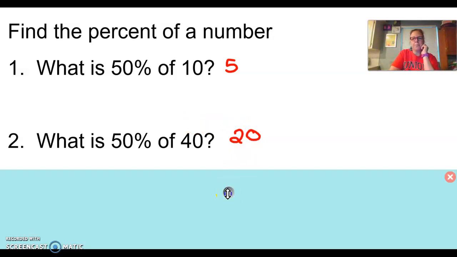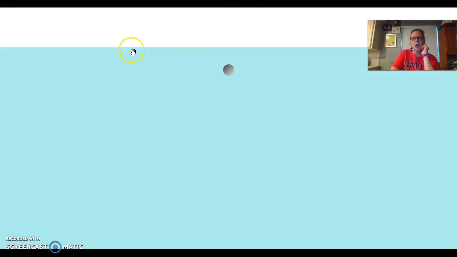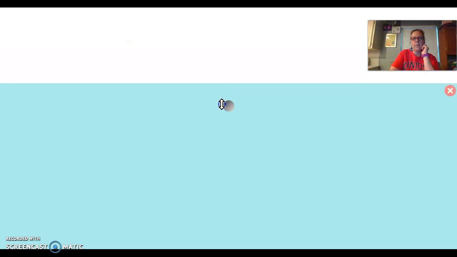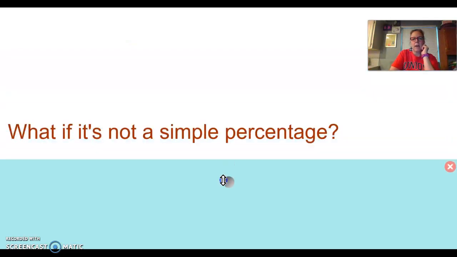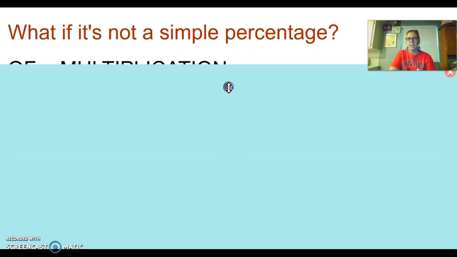Okay. Now, as we go down, what if things are a little harder? So what if we can't do them in our head? Oh, I think I took some out. What if it's not a simple percentage? You don't have to write that, but I'm just asking. What if it's not a simple 50%? 50% off is half off.